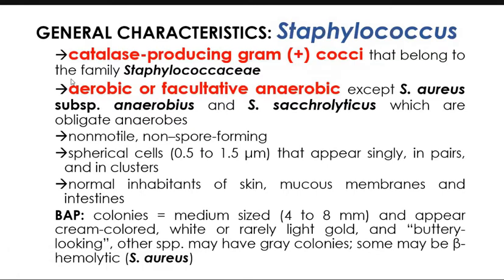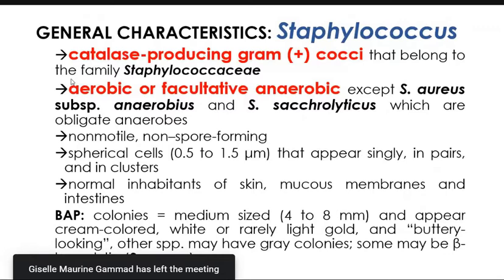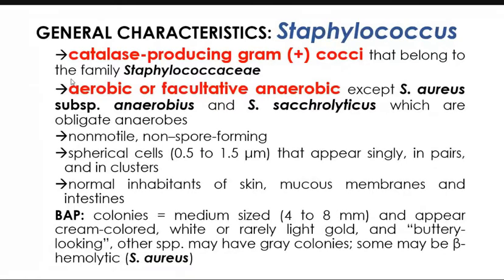On blood agar plates, the characteristics of the colonies are medium size, cream colored, white or rarely light gold, and buttery looking. Other species may have gray colonies, and some may be beta hemolytic. Okay, so not all, but there are some strains of Staphylococcus that could be beta hemolytic.